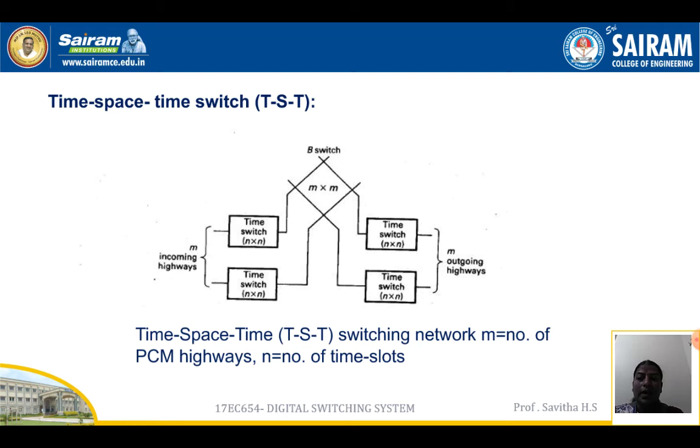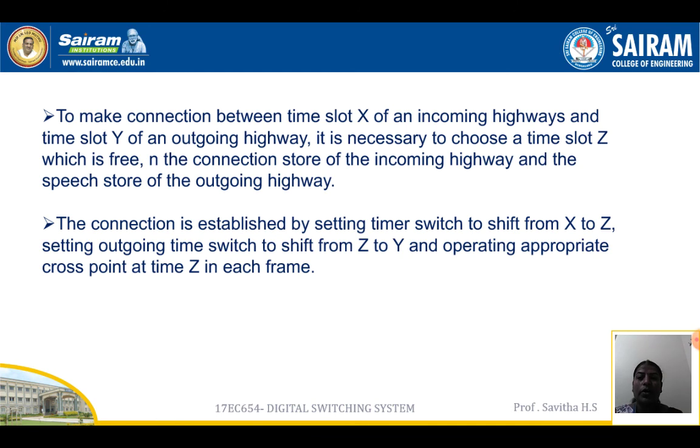Next is the time space time switch, that is the TST switch. Time space time switching network. M is equal to the number of PCM highways and N is equal to the number of time slots. To make a connection between time slot x of an incoming highway and time slot y of an outgoing highway, it is necessary to choose a time slot z which is free in the connection store of an incoming highway and the speech store of the outgoing highway. The connection is established by setting the incoming time switch to shift from x to z, setting the outgoing time switch to shift from z to y, and operating the appropriate cross point at time z in each frame.